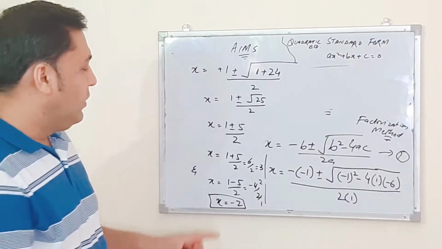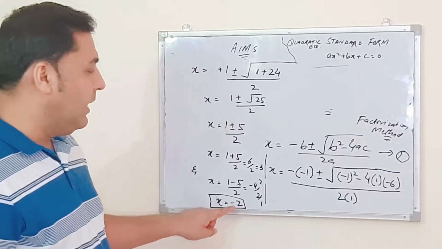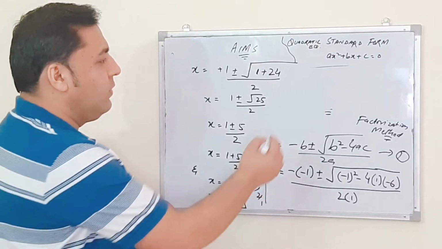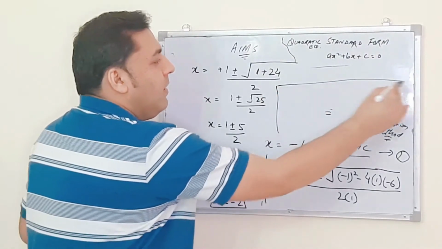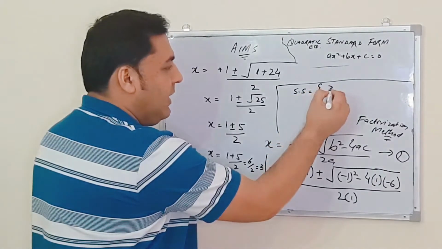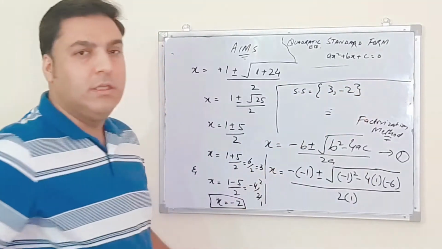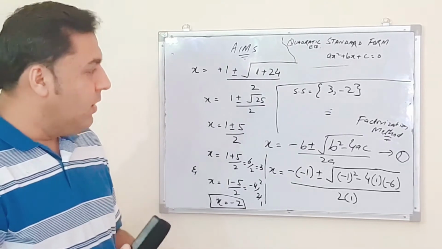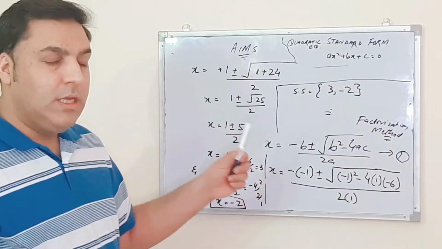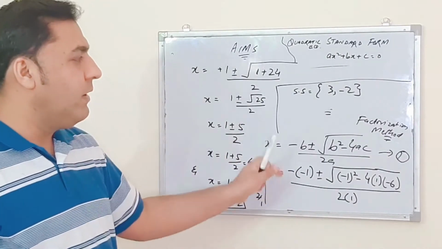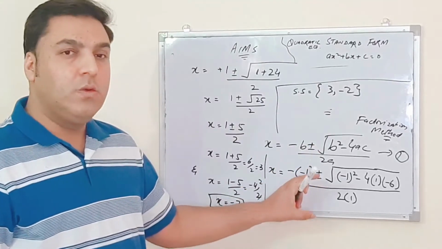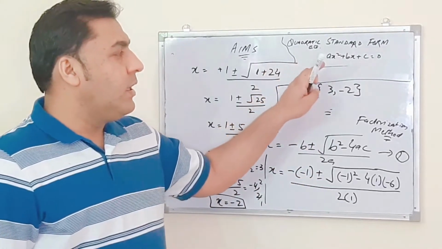So you see we are receiving the same solution. x is equal to -2 and x equal to 3. Two solutions we received from the quadratic formula. The solution set is 3 and -2. So we did the same example with the factorization method and with the quadratic formula and we received the same solution. So this was the second method to solve quadratic equations.